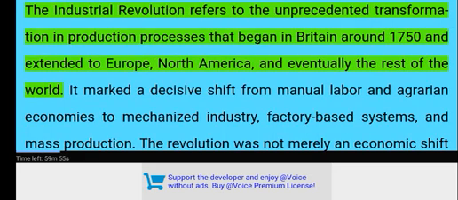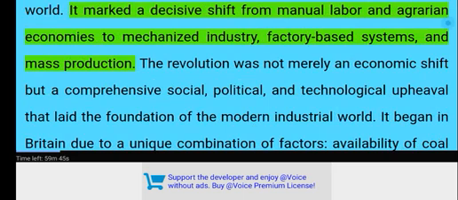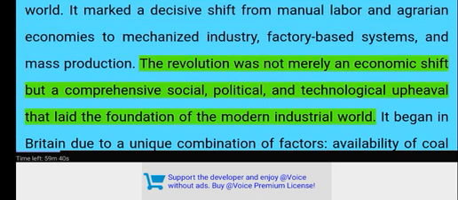The Industrial Revolution refers to the unprecedented transformation in production processes that began in Britain around 1750 and extended to Europe, North America, and eventually the rest of the world. It marked a decisive shift from manual labor and agrarian economies to mechanized industry, factory-based systems, and mass production. The revolution was not merely an economic shift but a comprehensive social, political, and technological upheaval that laid the foundation of the modern industrial world.